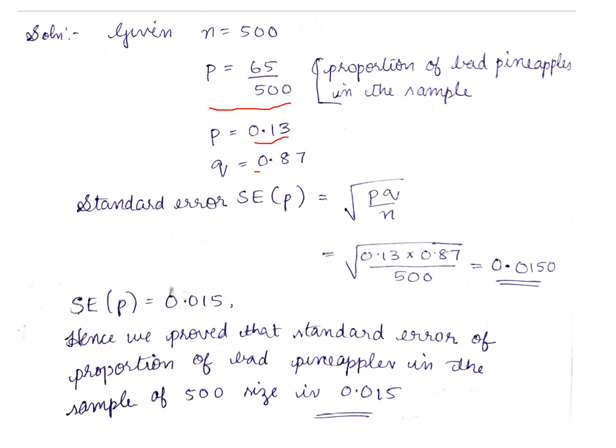So Q can be identified as 1 minus P, that is 0.87. Standard error of P can be identified as square root of PQ by n. So square root of 0.13 into 0.87 by 500, and it will be 0.015. So the standard error of P, we obtained as 0.015. So the first part of the question is proved. The standard error of the proportion of bad pineapples in a sample of 500 size is 0.015.